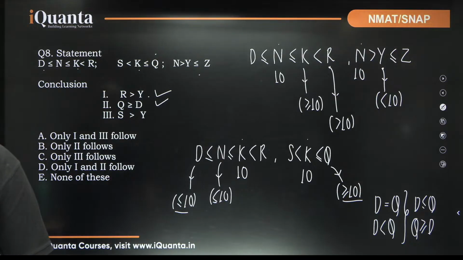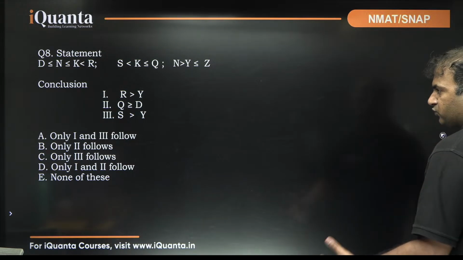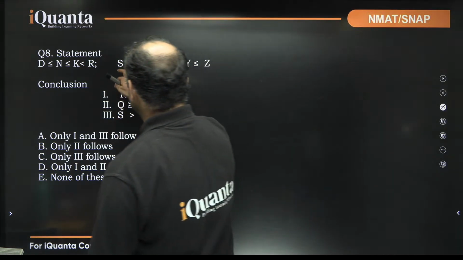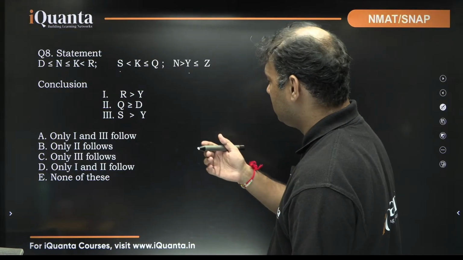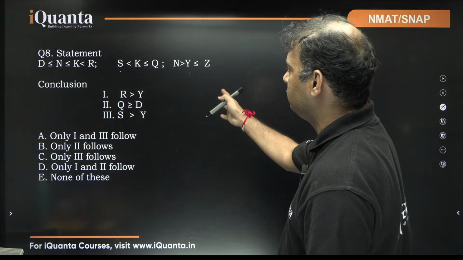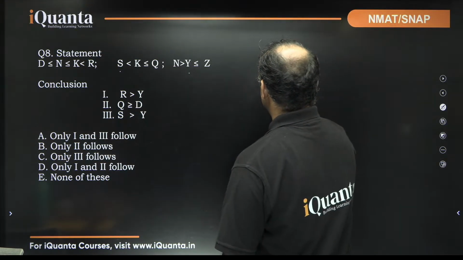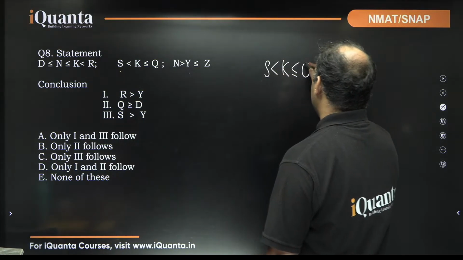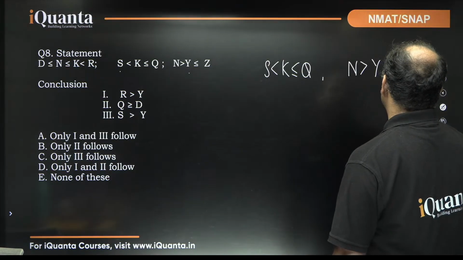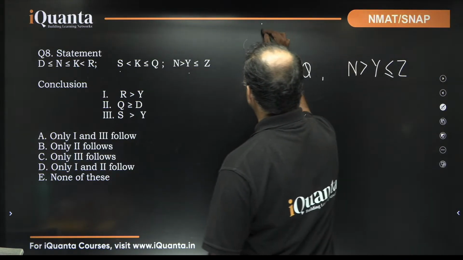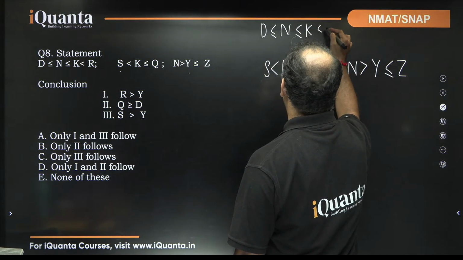So let's discuss conclusion number 3 now, which is looking a bit tricky for now because guys, S is present in statement 2, Y is in statement 3 and there is no connection between them, right? But you know what, K can be taken from there probably and N from there maybe, right? Let's see that. They are saying S is less than K, less than or equal to Q, and then they are saying N is greater than Y and less than or equal to J, right? Okay, and the first statement was that D is less than or equal to N and less than or equal to K and less than R. Alright.